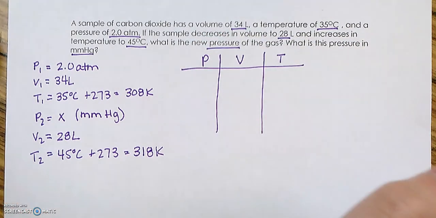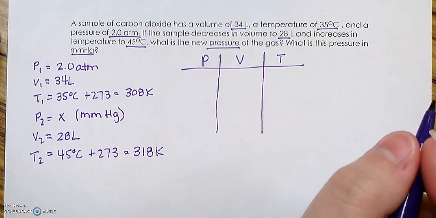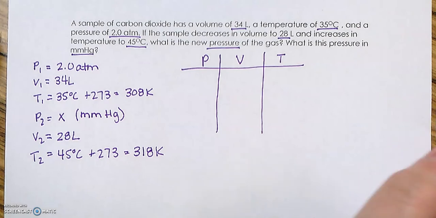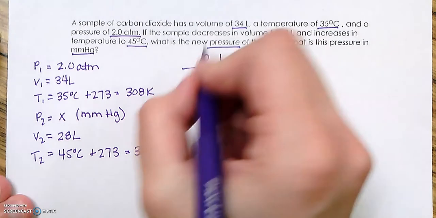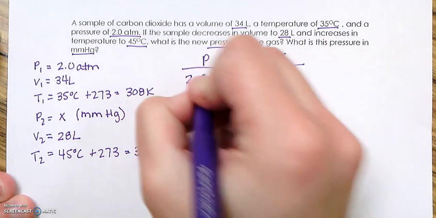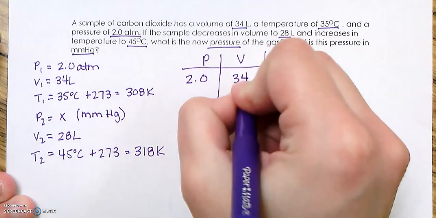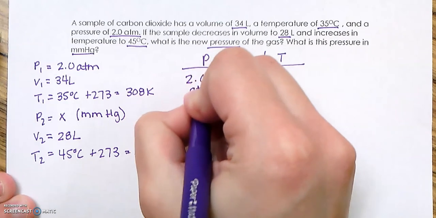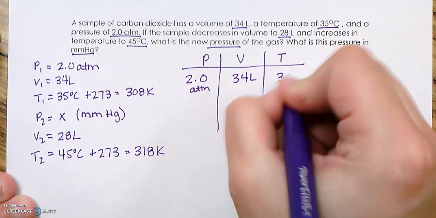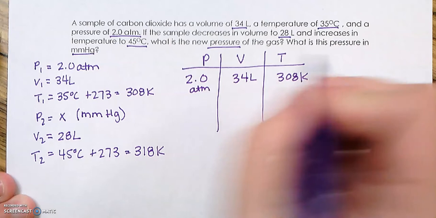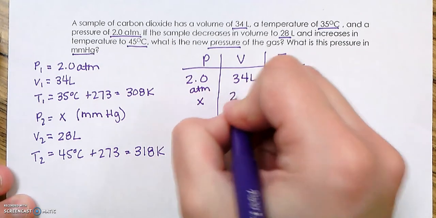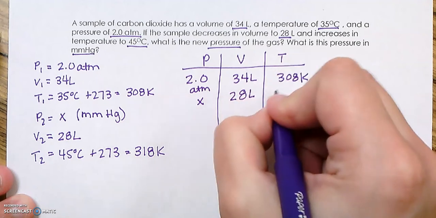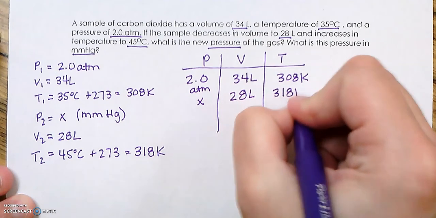So we're still going to follow the same method. So we're going to look and see which group has all of its numbers. So group 1 has numbers for all three variables. So we're going to put group 1 in the table first. So 2.0, 34 liters, and 308 Kelvin. Don't know my new pressure. It's what I'm looking for. 28 liters and 318 Kelvin.